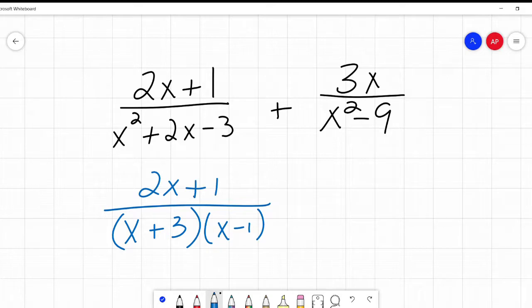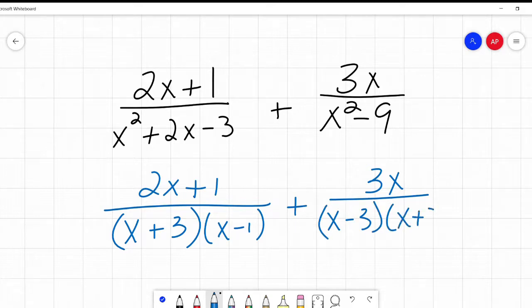Okay, on the second one, x squared minus 9. For the bottom, I go, ooh, well, that looks like a difference of squares, is it? That's a square, that's a square, that's a minus. Yes, sirree, Bob, that is a difference of squares. So on this side, the square root of 9 is 3, so it's going to be x minus 3 times x plus 3.